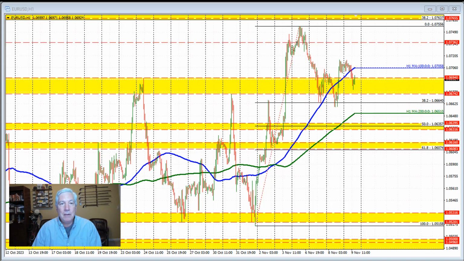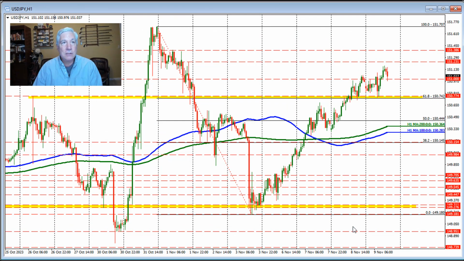Now let's take a look at the dollar versus yen on the hourly chart. Here, what is of significance to me from a technical perspective is this area right here with the 61.8% retracement of the move down from this high right here to this low right here.